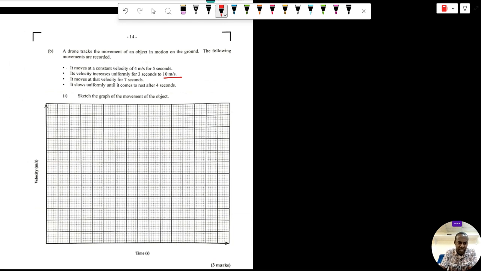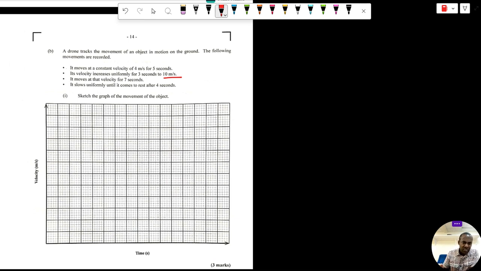Now they want us to sketch a graph of the movement of the object. So clearly what we have here is a graph which shows velocity in meters per second on the y-axis and time in seconds on the horizontal axis. We need to be able to sketch a graph of this body's motion. We need to figure out what the maximum velocity is so we can choose our scale appropriately, and we also need to figure out how long the motion lasts so we can choose a scale for our time axis.